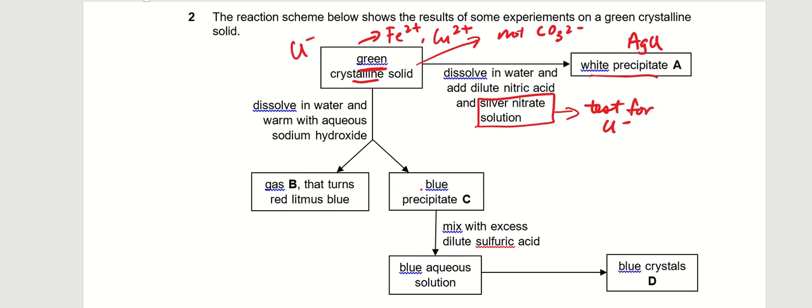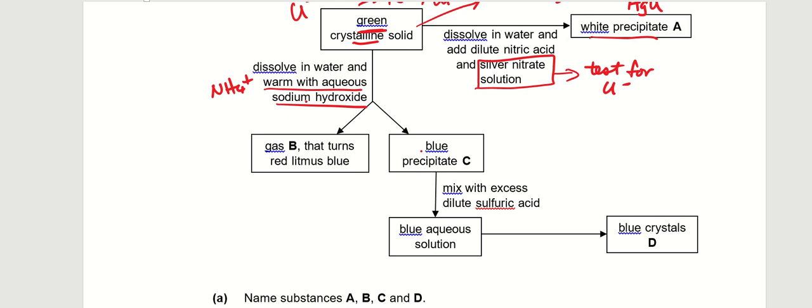Okay, so now we move on. We dissolve in water and warm with aqueous sodium hydroxide. Now usually when we warm with aqueous sodium hydroxide, it is a test for the ammonium ion, because if we just test for cation, we don't really have to warm the solution.